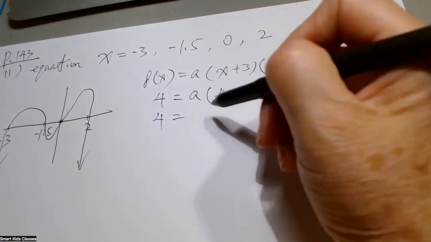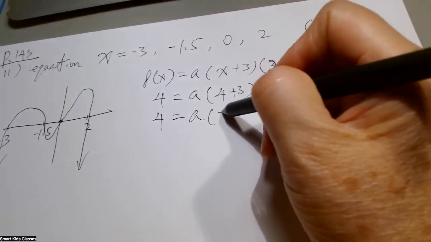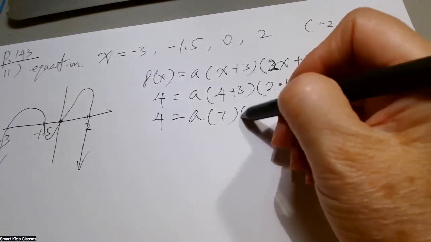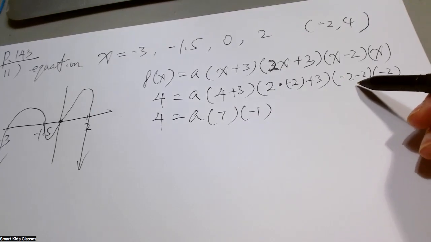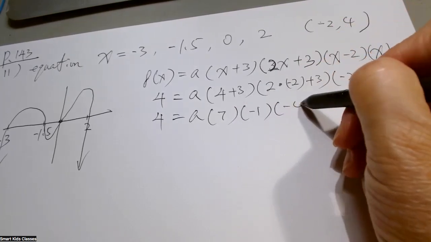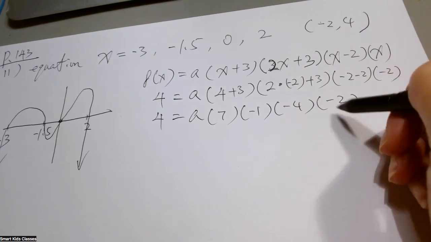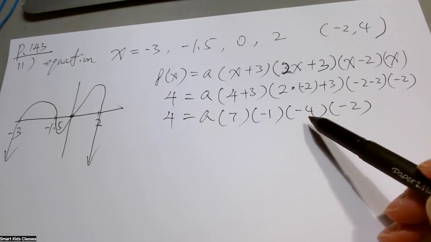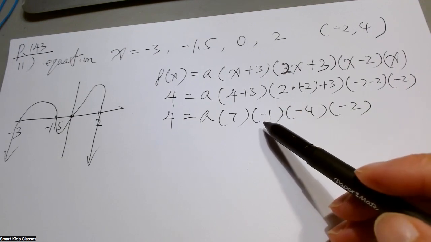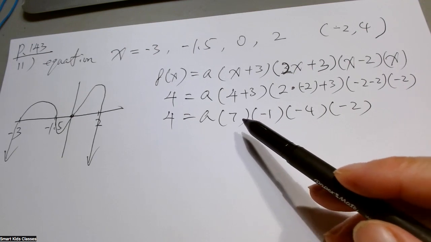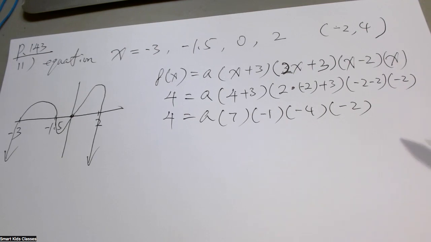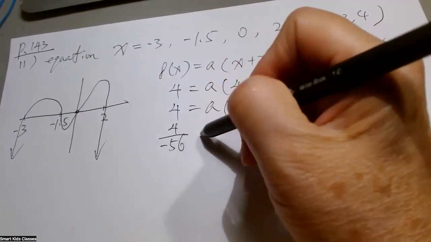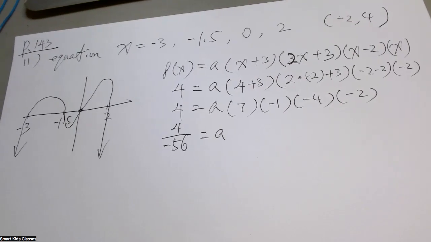Now 4 is equal to a times, the first bracket is 7, the second bracket is negative 4, so we got negative 1. The next one is negative 4 and negative 2. Now we can do a mental calculation. Negative 2 times negative 4 is positive 8, negative 8 times 7 is going to be negative 56. So 4 over negative 56 is the a.